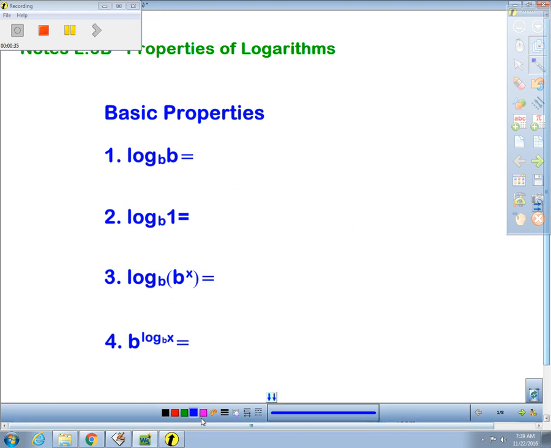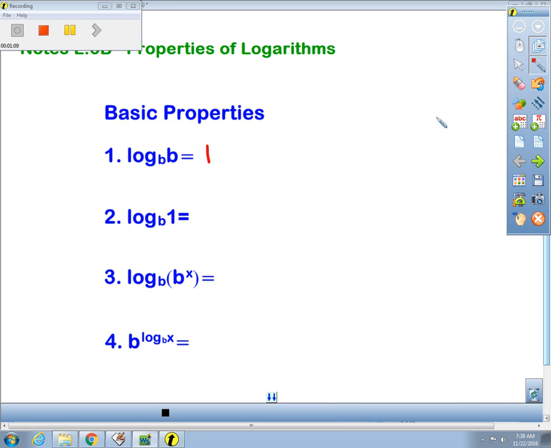So some basic properties that we have. The log base b of b. What is the log base b of b? Well, if you recall how we were working on this and evaluating these, rewrite them as an exponential. How would I do that? Here I would ask myself, b to the what power equals b? And the answer to that is b to the first equals b. So the log base b of b is 1.